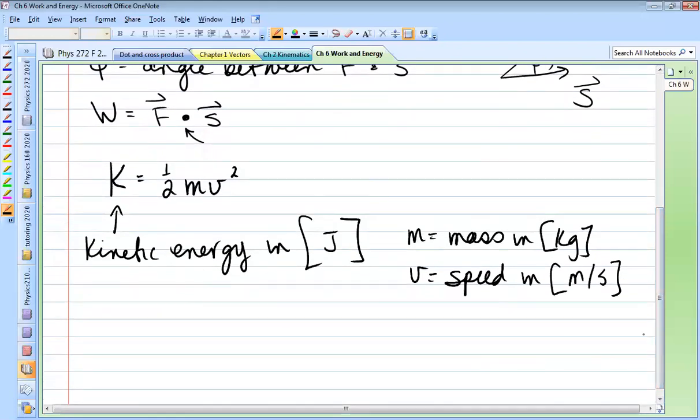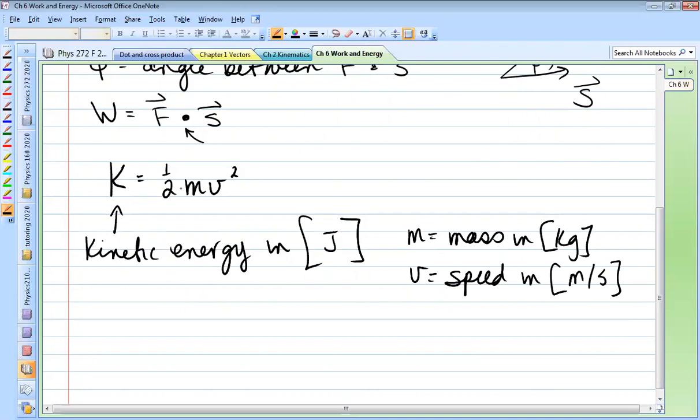Okay, so something has kinetic energy if it is moving, period, end of story. If it's not moving, it doesn't have any kinetic energy. Assuming that two objects have the same speed, the bigger the mass, the more kinetic energy something has.